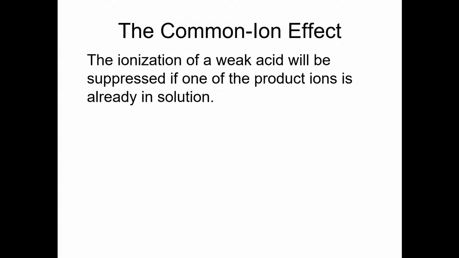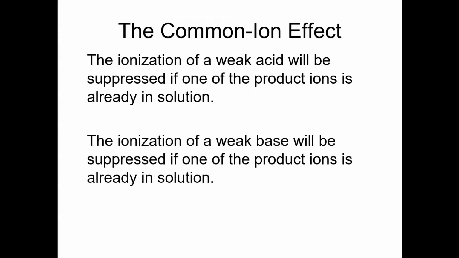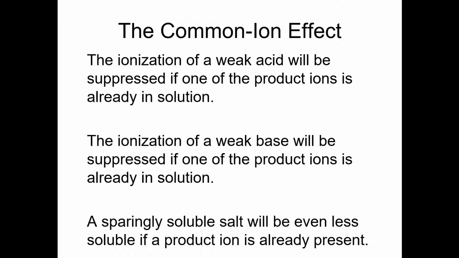The ionization of a weak acid is going to be suppressed if one of the product ions of that ionization is already in solution. Or the ionization of a weak base will be suppressed if one of the product ions of that base ionization is already in solution. Or the solubility of a sparingly soluble salt is going to be even less if a product ion is already present. And that's the thing that we've already encountered with solubility equilibria. So what would be some examples of that?